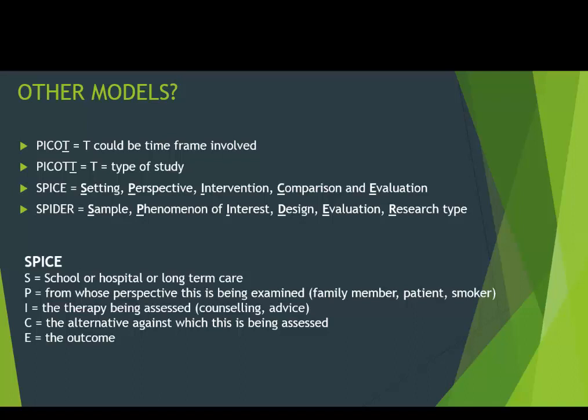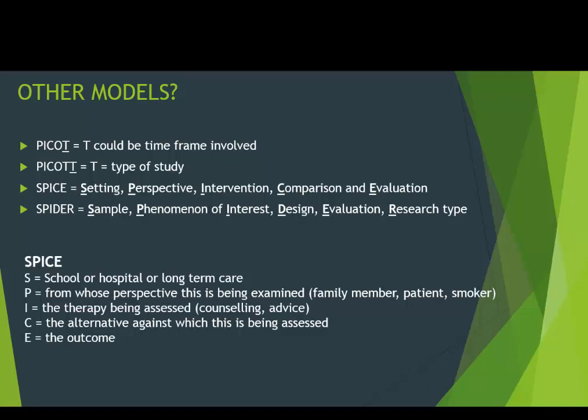In SPIDER, S is the sample or the population group. The phenomenon of interest is how and why certain behaviors and decisions happen. D is the design of the study, the framework that supports the study, the research methods that were used. E is the outcome measures. They may be observable outcome measures, could be subjective, could be attitudes, beliefs, opinions, or feelings. Research type generally denotes either quantitative, qualitative, or mixed methods research type.